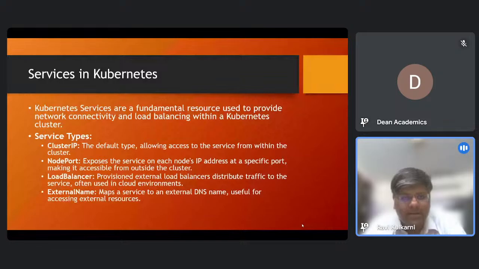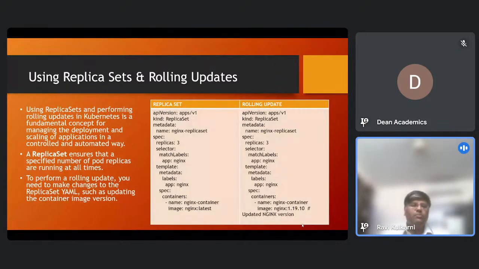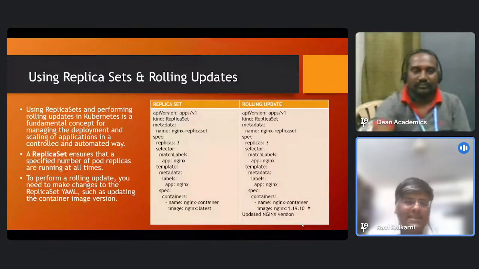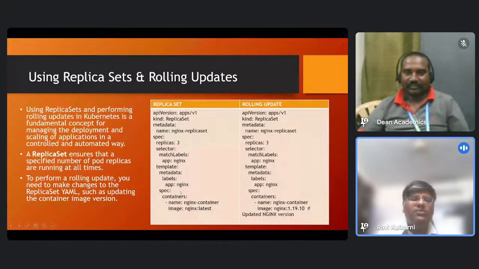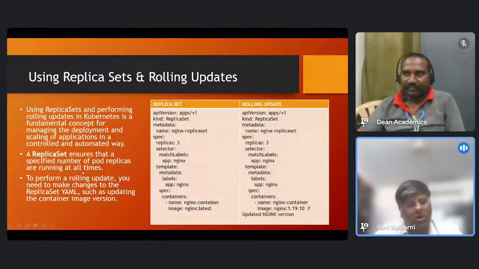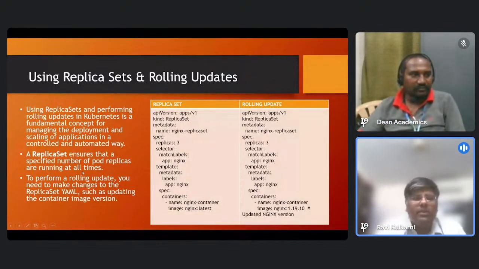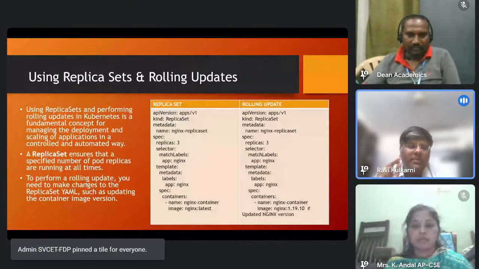I completely understand. Yes. So the last one is with respect to replica sets and rolling updates. Somebody was asking, can we scale it up and scale down? Can we have rollback also? Yes, this is what the solution is, right? So you can define the replica sets. Replica sets ensure a specific number of pod replicas are running at all times. And rolling update means rolling updates are going to update your pods.